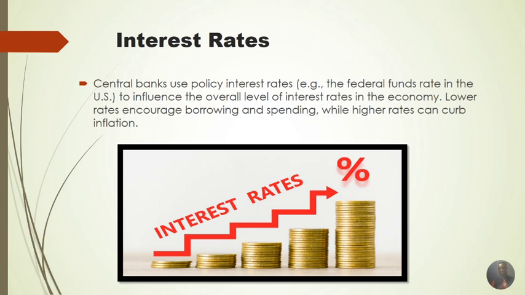Whereby we are saying that central banks themselves use interest rates. Yes, interest rate is the cost of borrowing and the rate of return on savings. So we're saying that the federal funds rate in the US is used to influence the overall level of interest rates in the economy. So we're more likely going to see that when there's a lower rate, they encourage more borrowing and spending. But when the rates are higher, higher rates can curb inflation, which means when there's higher rates, this is whereby they're trying to reduce inflation in the economy.